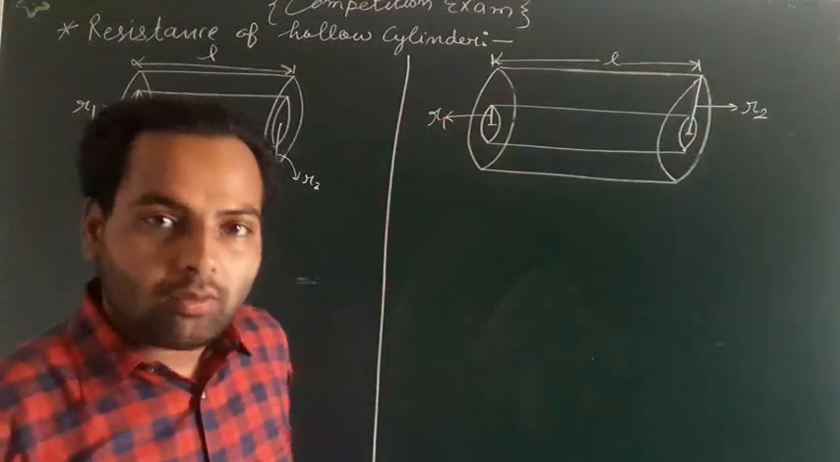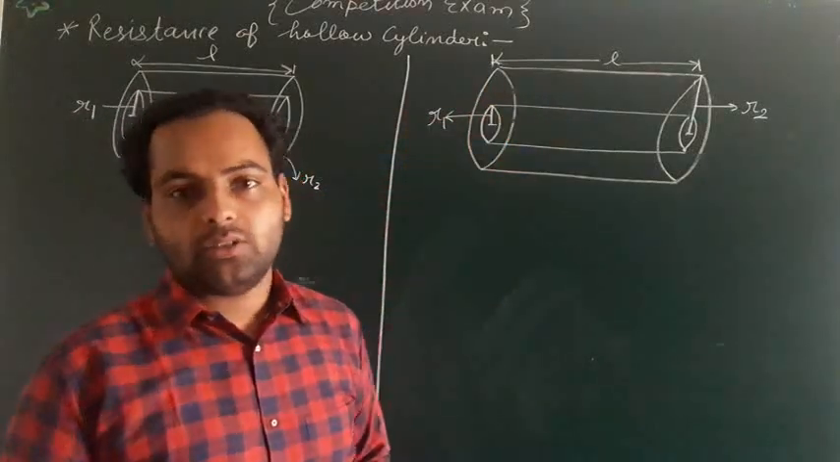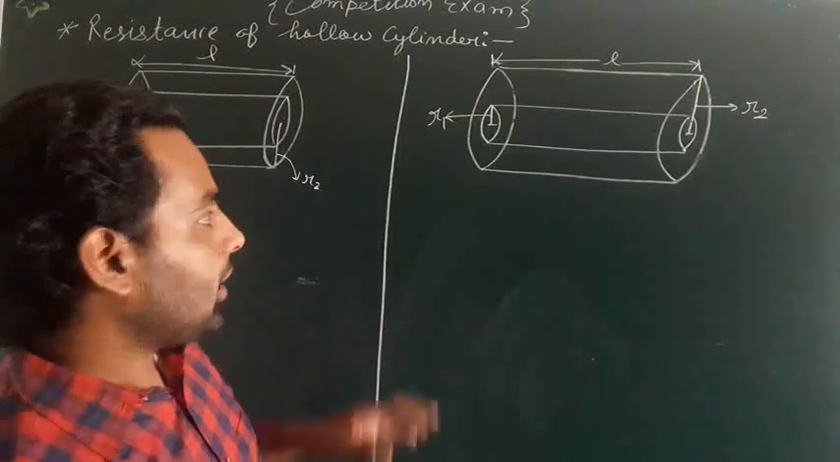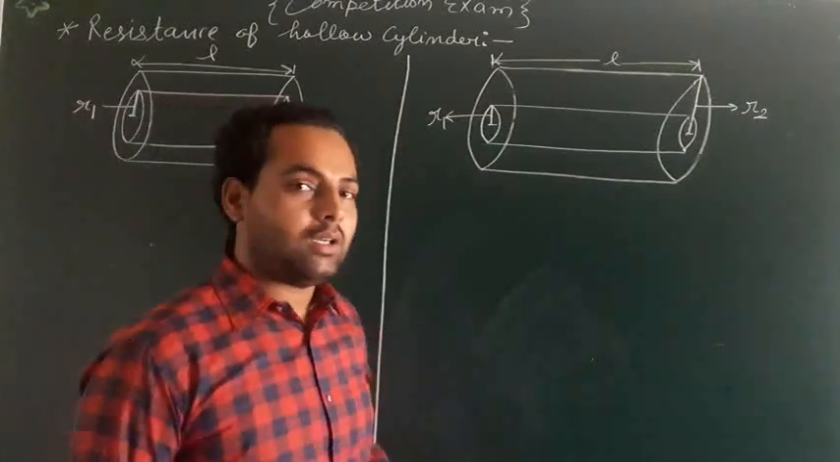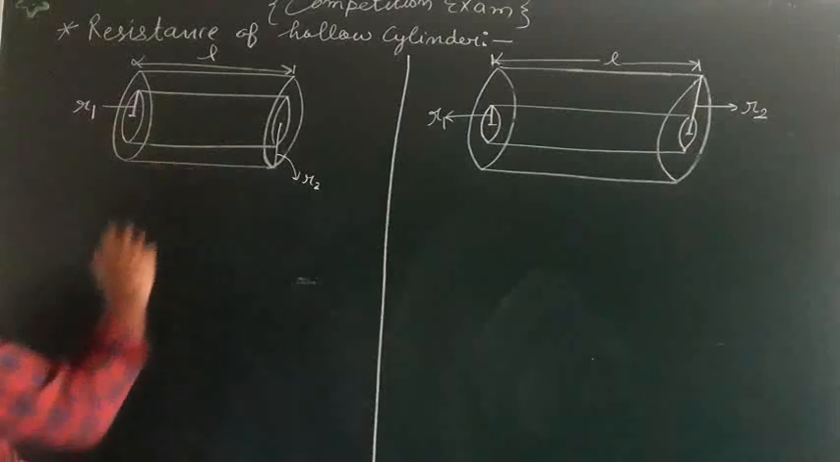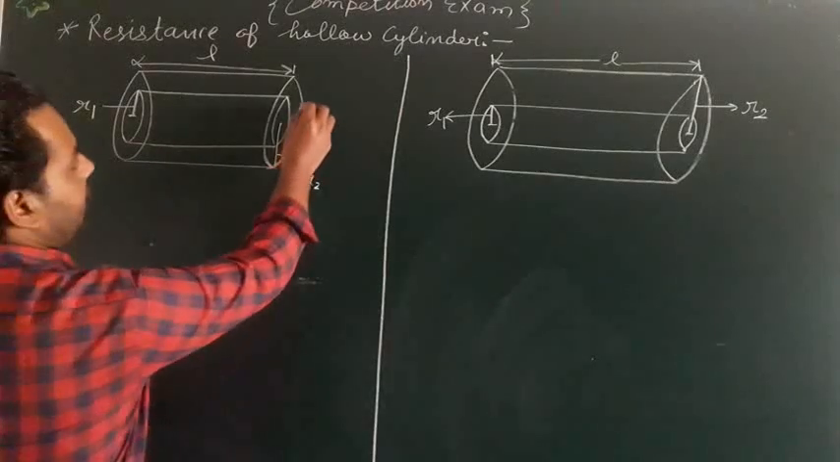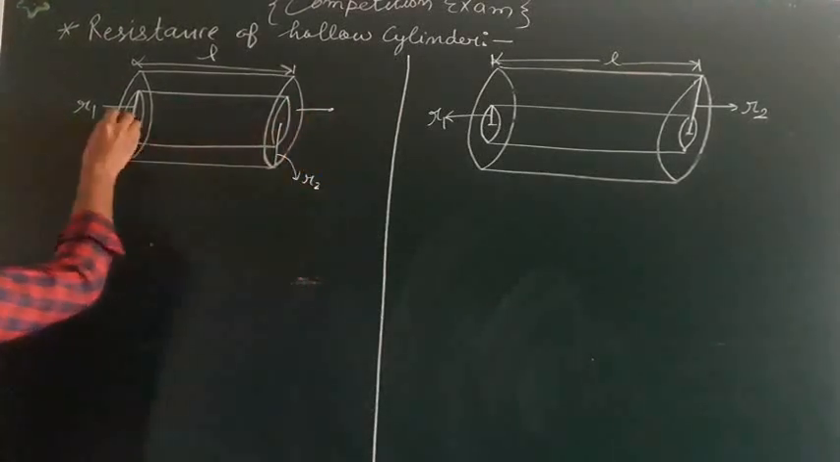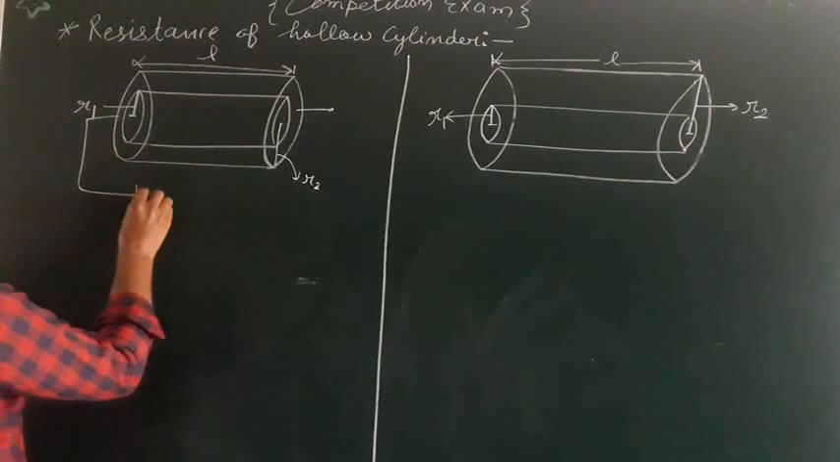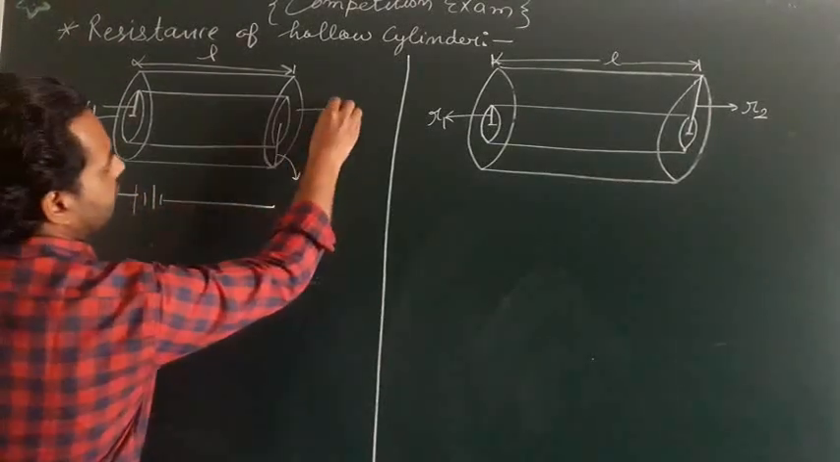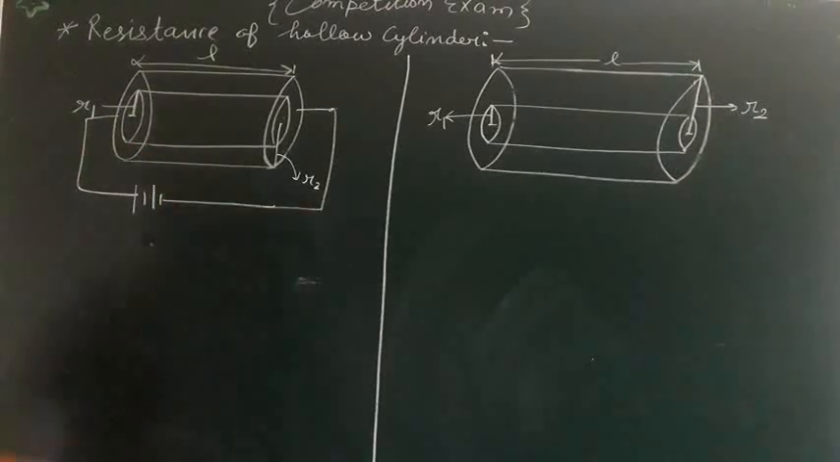That is a competition level question. How will you calculate the resistance of a hollow cylinder? It has two parts. In the first part, the battery is connected to this point and that point, like this. A battery or a cell is connected to these points. So what is the resistance in that case?